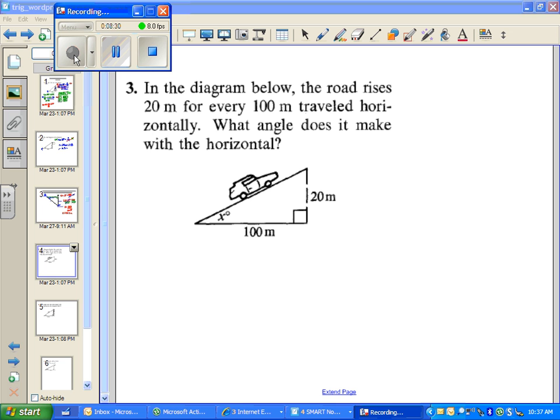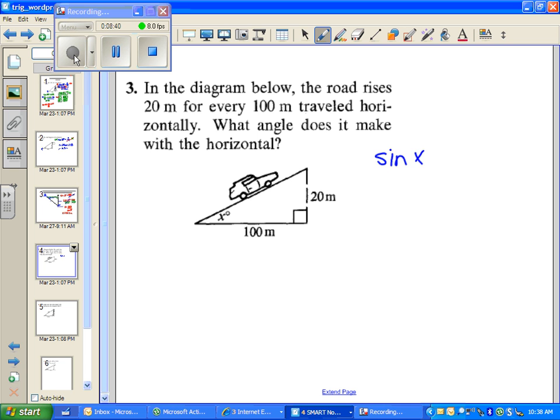All right, so in this problem, we're looking for the degrees. This is the easiest one of all. I love this one. When you're looking for the degrees, in this case, we've got sine, opposite over adjacent. So sine of x degrees equals opposite, which is 20, over adjacent, which is 100. This is a pure calculator problem. All you do on your calculator is sine -1, and then put 20 over 100, the fraction, in.